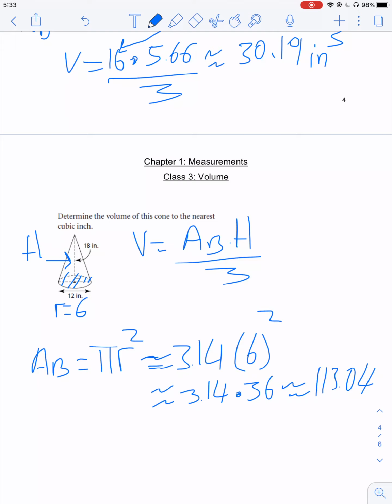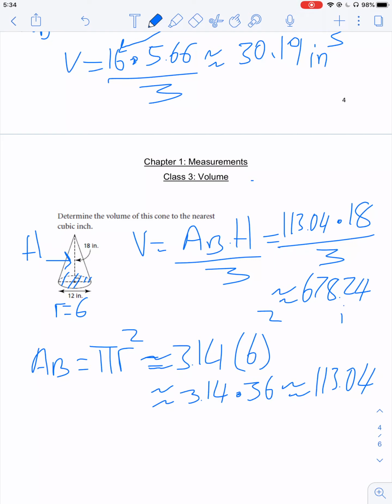113.04. Okay? And now let's apply the formula. So the formula tells me that I have to multiply the area of the base, which I know now, 113.04, by the height, which is given to me in this case directly, so just 18, right? Capital H, careful. And then divide by 3. So your volume will be approximately 113 times 18, divided by 3, which is 678.24, again, inch cubed, okay?